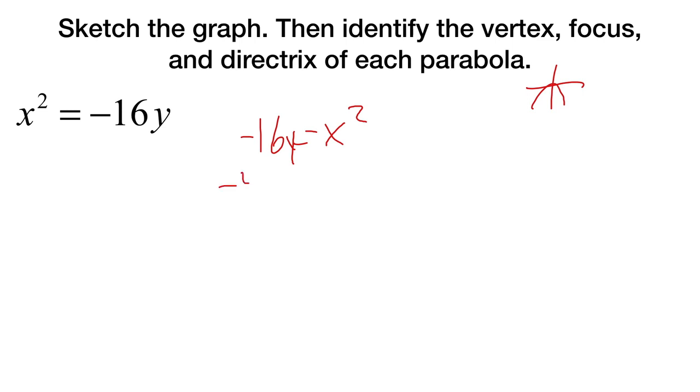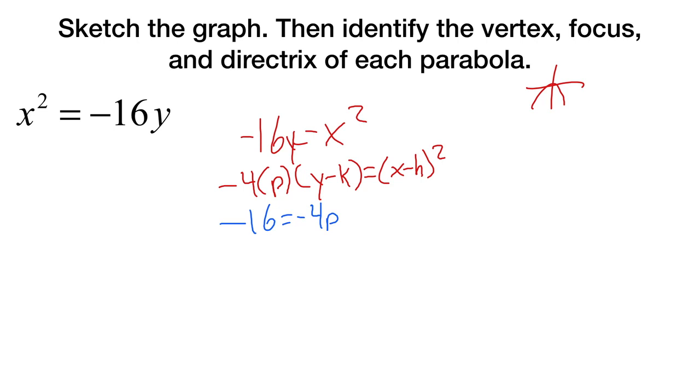This is the same as negative 4 times p times y minus k equals x minus h squared. So let's start with this. Negative 16 equals negative 4p. That means that p equals 4.